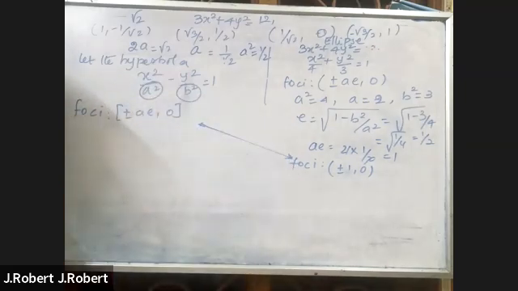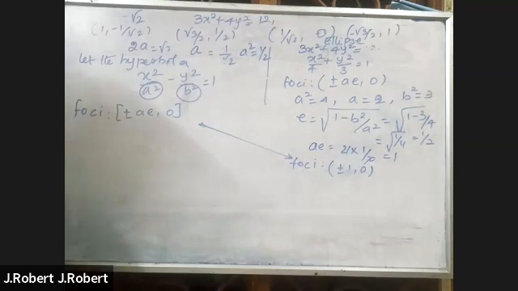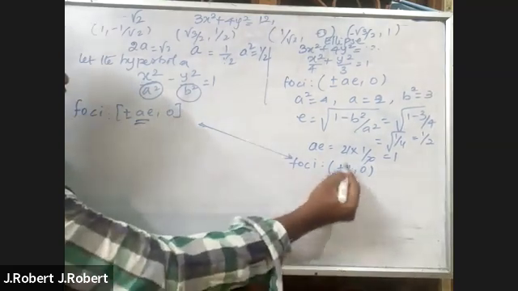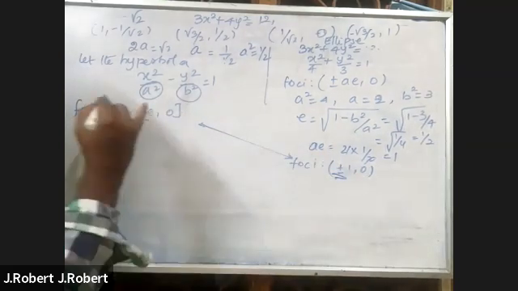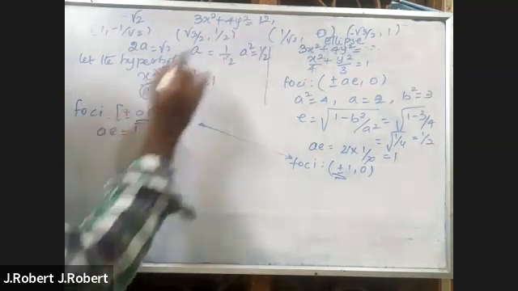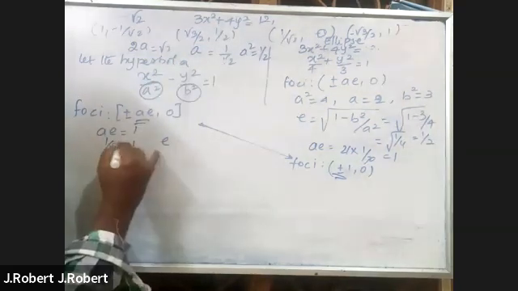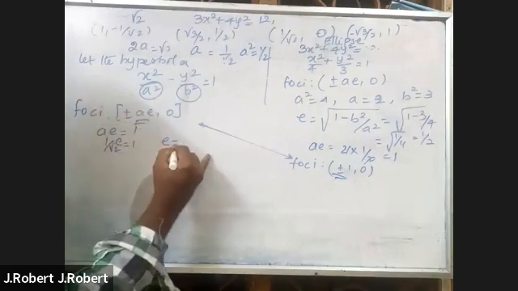So according to the problem, the foci of the ellipse and the foci of the hyperbola are the same. Now compare these two. ae is equal to 1. Okay, ae is equal to 1. Your a is equal to 1 by root 2. From this we can say 1 is equal to 1 by root 2 times e. e is equal to root 2.